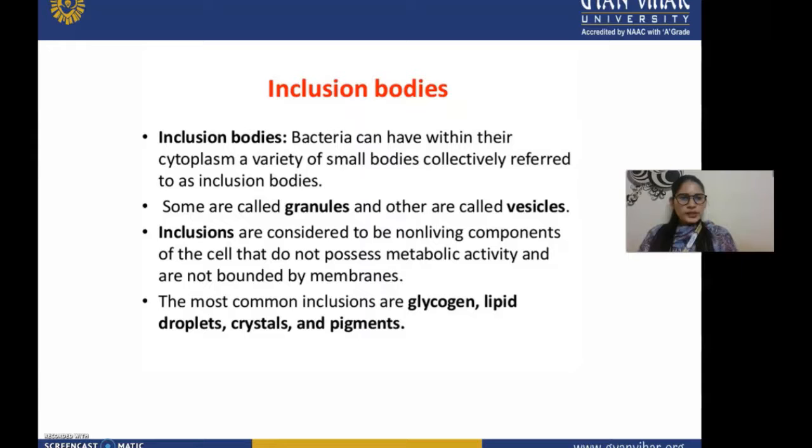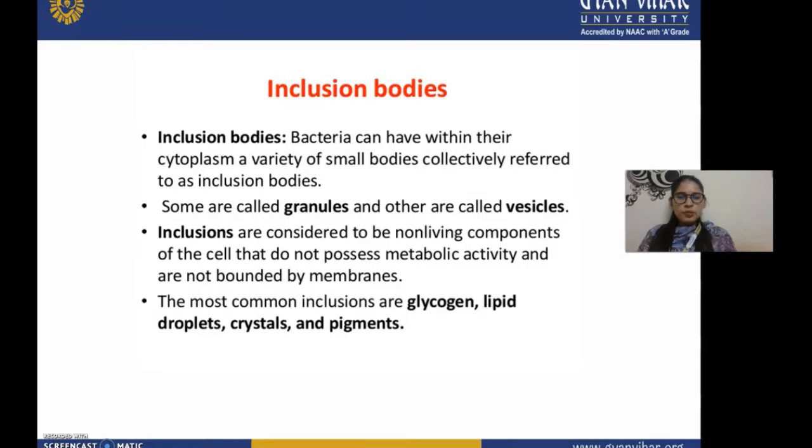So, inclusion bodies. Bacteria can have within their cytoplasm a variety of small bodies collectively referred to as inclusion bodies. Some are called granules and others are called vesicles. Now, inclusions are considered to be non-living components of the cell that do not possess metabolic activity and are not bounded by membranes. The most common inclusions are glycogen, lipid droplets, crystals and pigments.